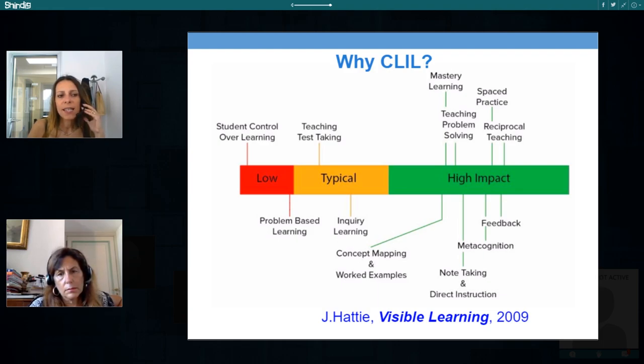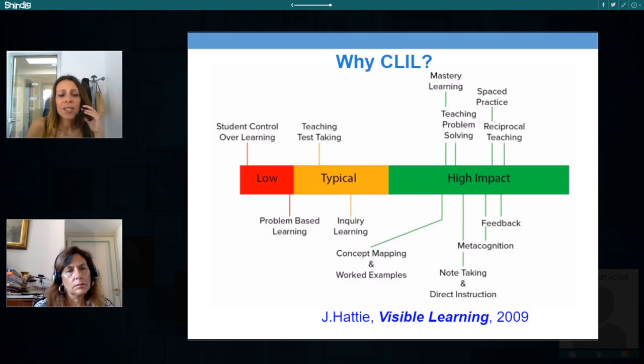And in this meta-study, it gives a particular indicator, a particular score to each teaching strategy. So it's really interesting. The green bar that you can see includes all those strategies which are really relevant, which have a strong impact on the learning. So mastery learning, teaching, problem solving, spaced practice, reciprocal teaching, feedback, metacognition, note-taking, direct instruction, concept mapping, and worked examples.